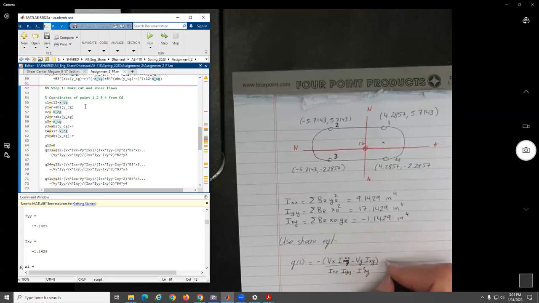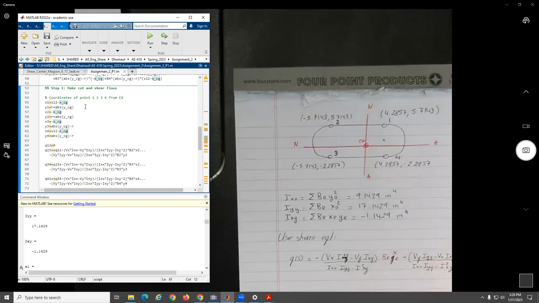And this should be times B sub R, Y sub R, minus, see if I don't make the mistake this time, VY IYY, minus VX IXY, divided by IXX IYY minus I square XY. Oops, I think I made a mistake on the first one again. I'm not paying attention. We're too quick. What should be this one here? X sub R and not Y sub R. Sorry for that.